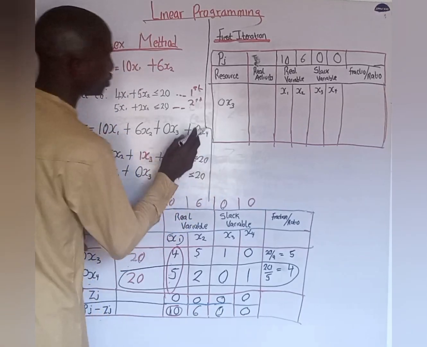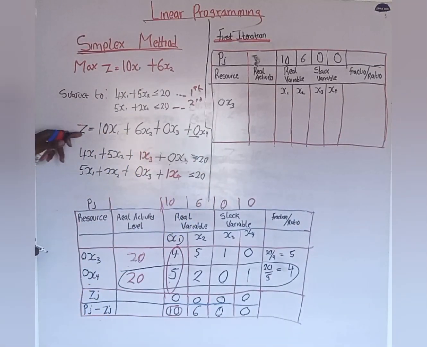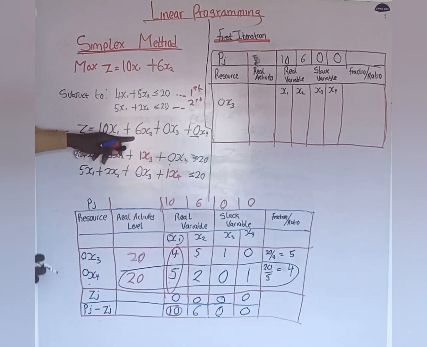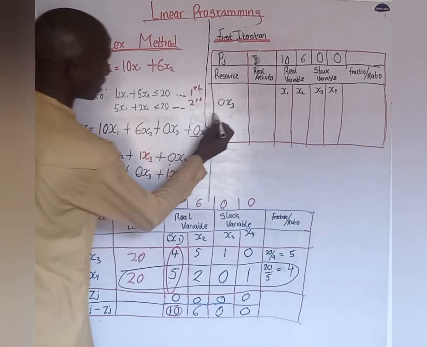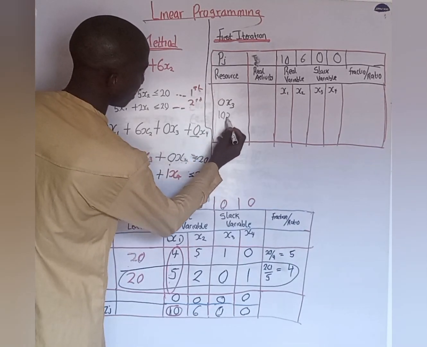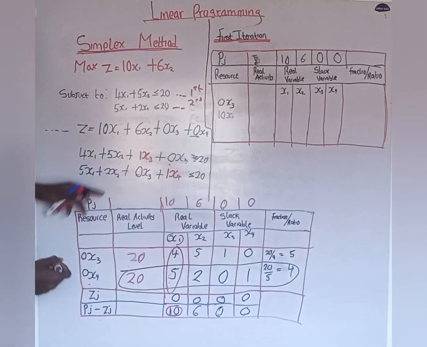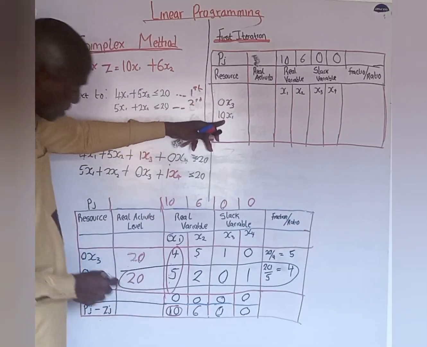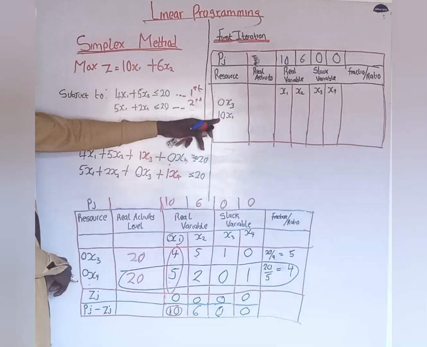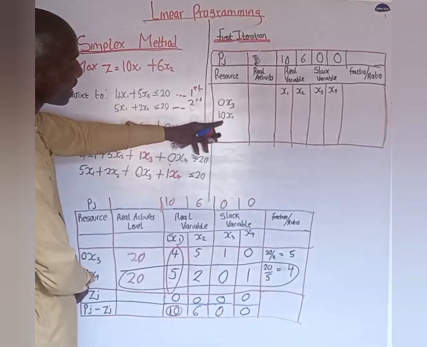And since x4 will change, if you come back to our standard objective function, the coefficient of x1 is 10. So I'm going to be having 10x1. So the coefficient of x1 is 10. So I've already interchanged this. Instead of having 0x4 here, we are going to be writing 10x1.